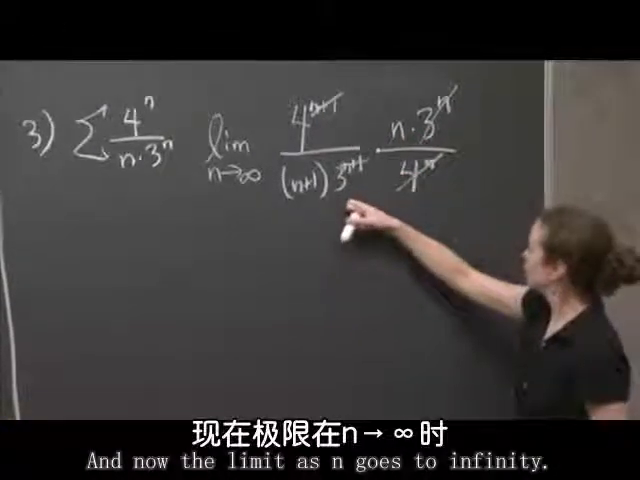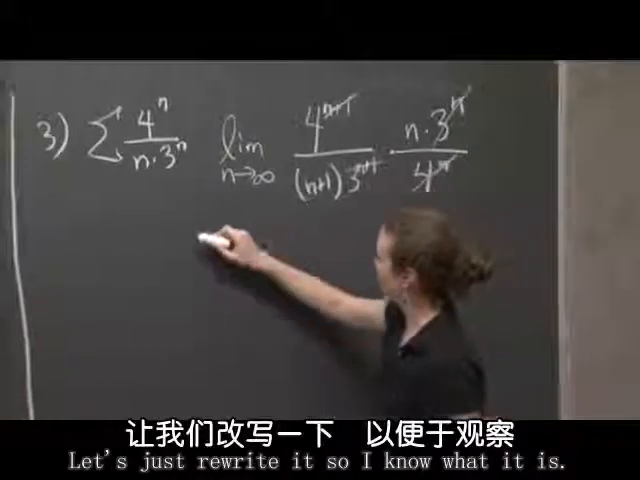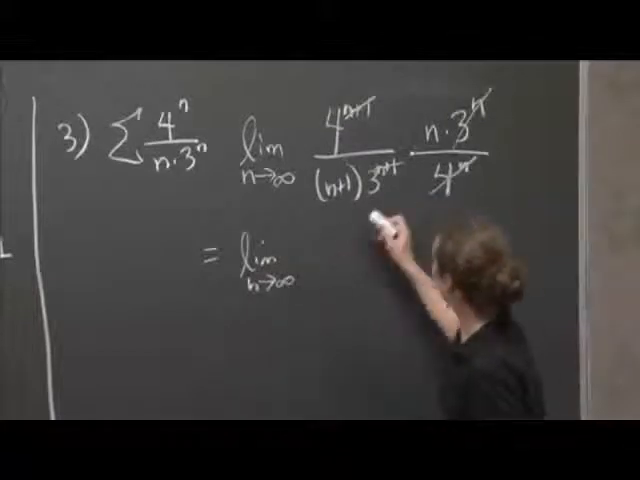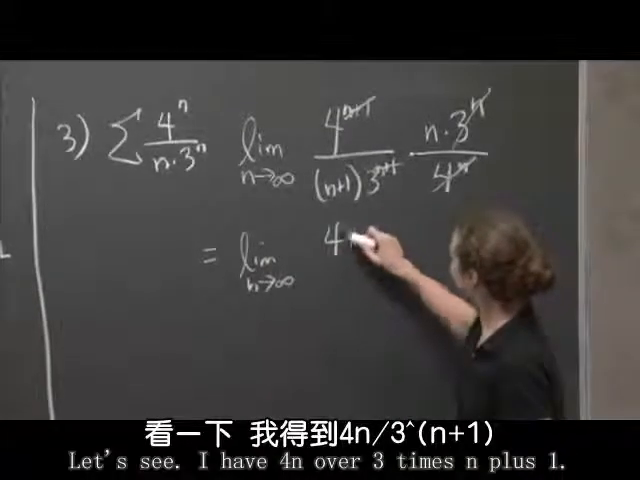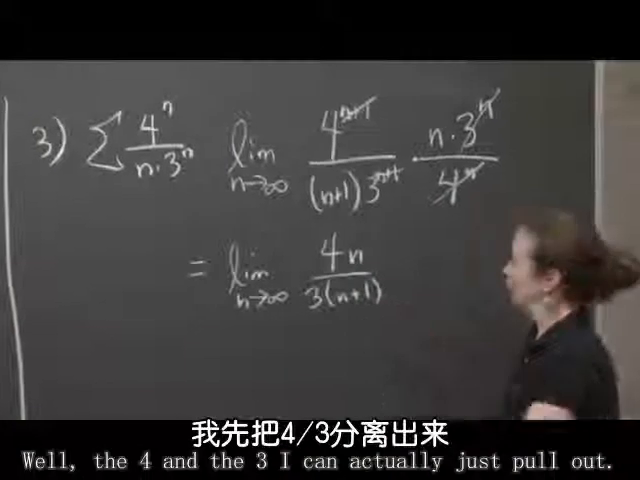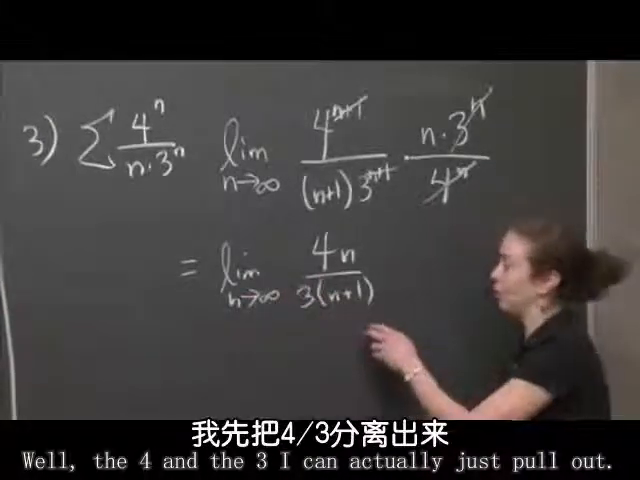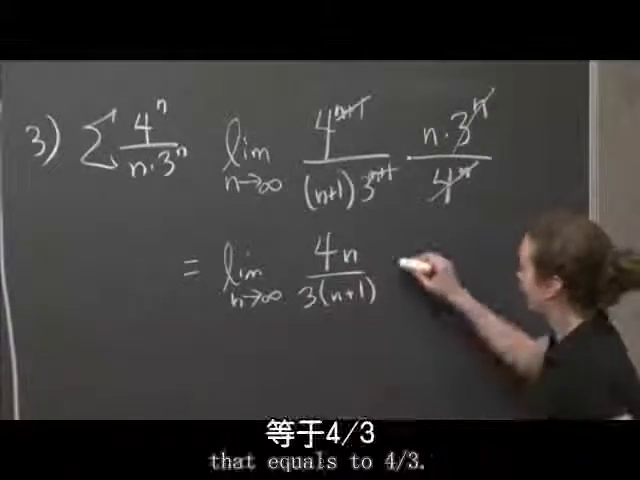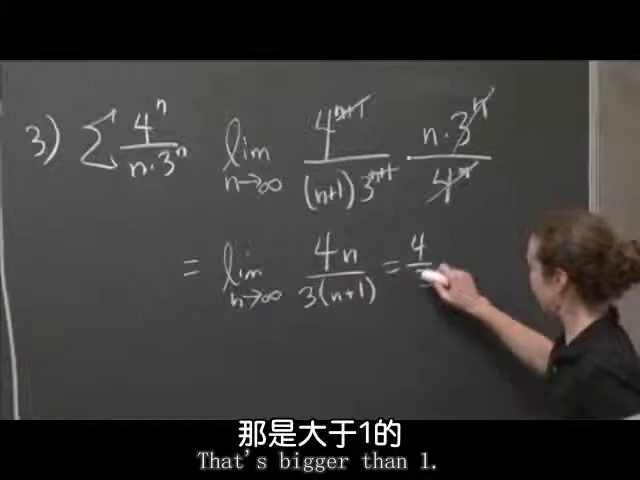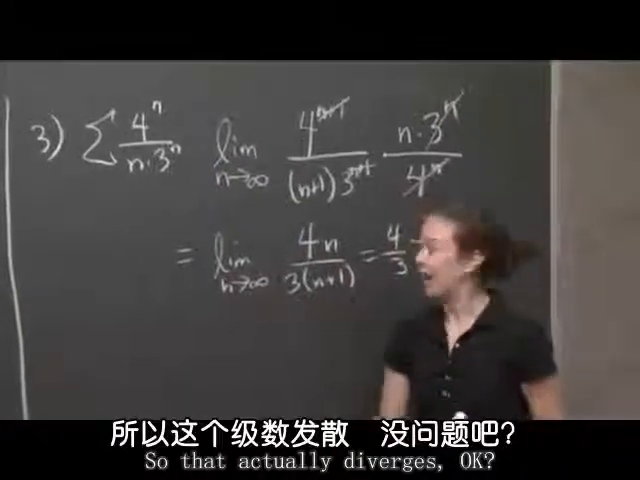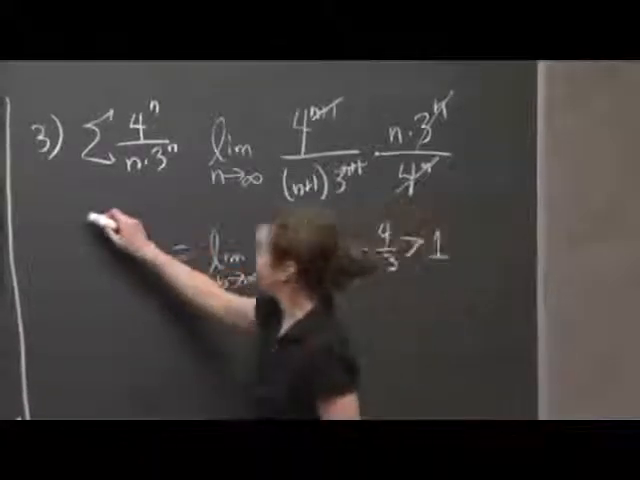And now the limit as n goes to infinity, let's just rewrite it so I know what it is. Let's see, I have 4n over 3 times n plus 1. Well, the 4 and the 3 I can actually just pull out. But what do I have here? n over n plus 1. The limit as n goes to infinity of that equals 4/3. That's bigger than 1. So that actually diverges, okay?